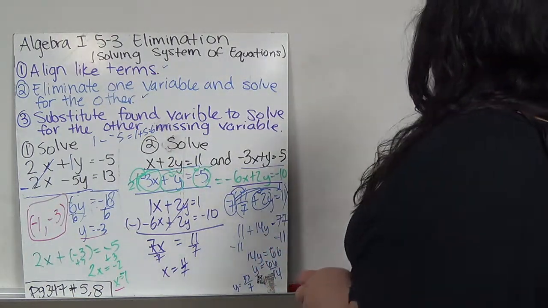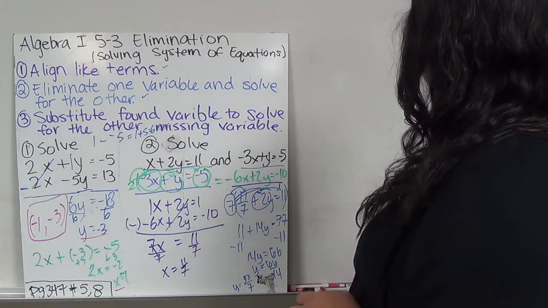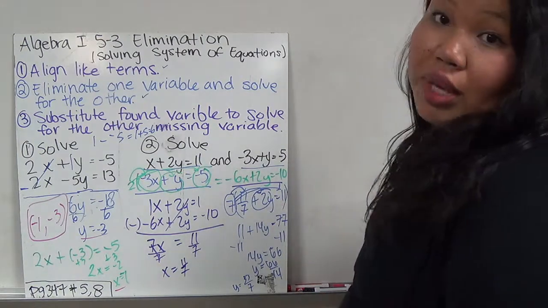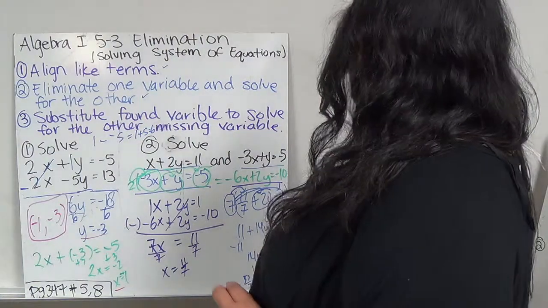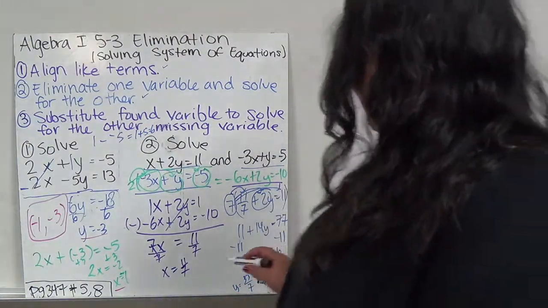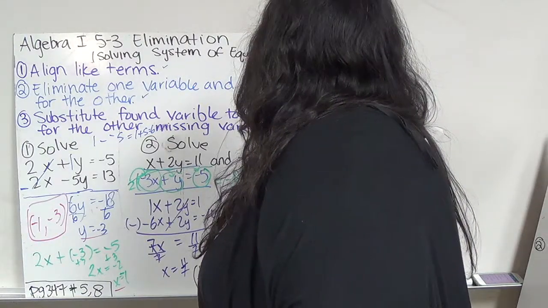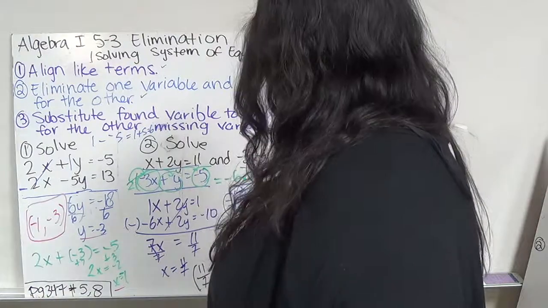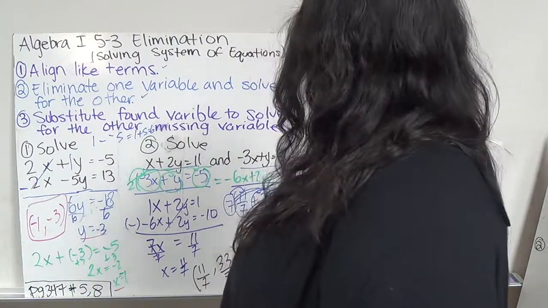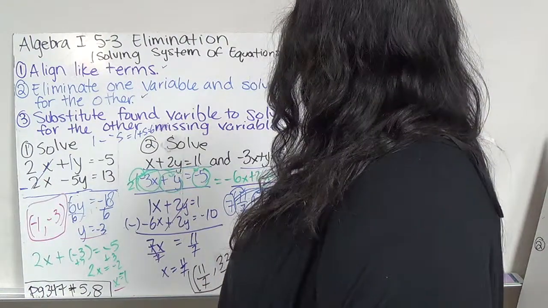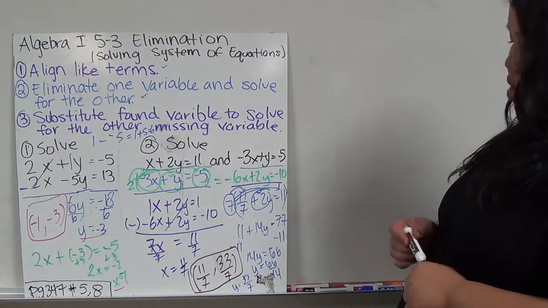Okay? I know the feeling sometimes that I feel like I get it wrong because it's in fractions, but that's how it is. My x is 11 over 7, and my y is 33 over 7. You can put that in mixed fractions if you want. I'm just leaving it in improper fraction, either one.